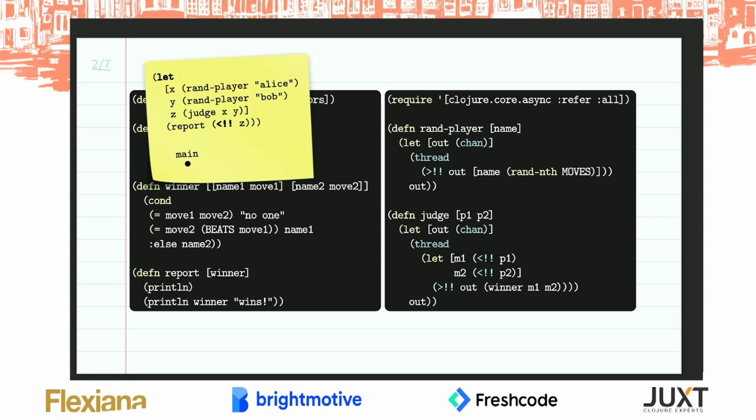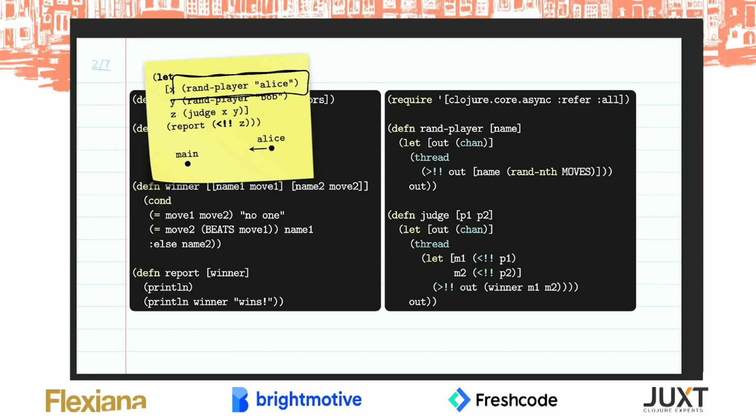By the way, I'm using the words process and thread interchangeably in this presentation because process is CSP terminology, but thread is obviously core.async terminology. So it doesn't really matter in this presentation, but just to be clear. Where was I? Okay, so we have this main process or thread, whatever.